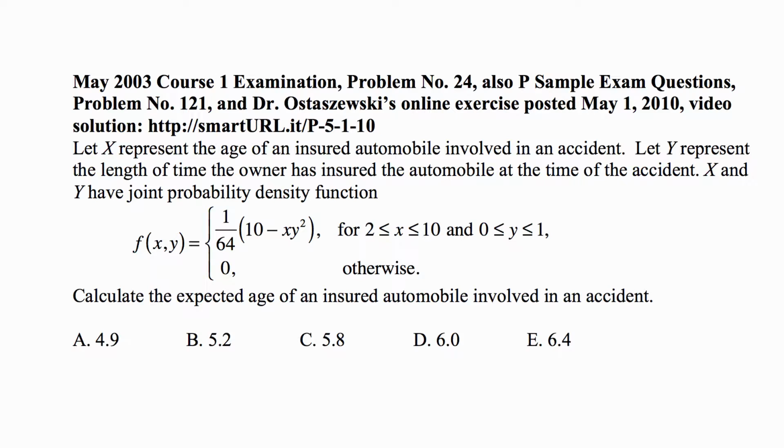Here's a problem for today for exam P on probability. Let X represent the age of an insured automobile involved in an accident. Let Y represent the length of time the owner has insured the automobile at the time of the accident. X and Y have joint probability density function which, when positive, is equal to 1/64 times the quantity 10 minus xy squared, where x is between 2 and 10, and y is between 0 and 1. The joint density is 0 otherwise. Calculate the expected age of an insured automobile involved in an accident.